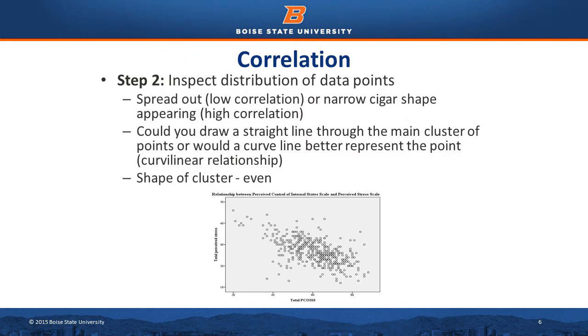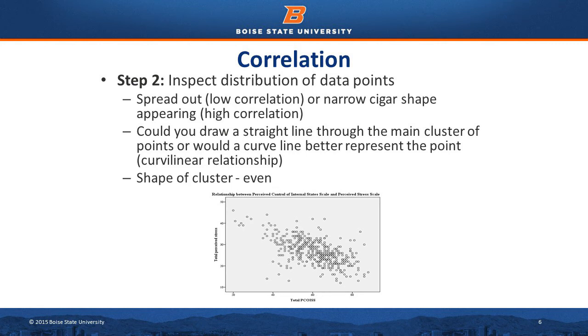The distribution of data points can tell you a number of things. If the data points are spread all over the place, this suggests a low correlation. If the data points are neatly arranged in a narrow cigar shape, this suggests quite a strong correlation. Could we draw a straight line through the main cluster of points, or would a curved line better represent the points? If we find a curved line, Pearson's correlation should not be used.